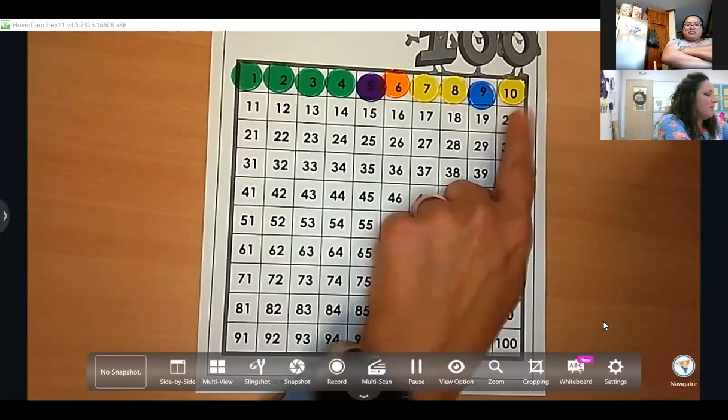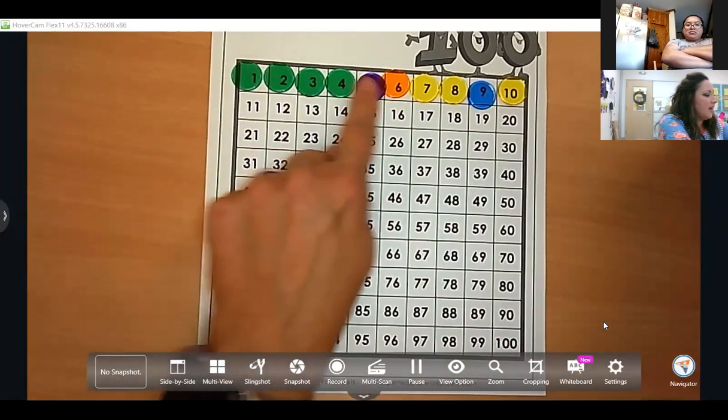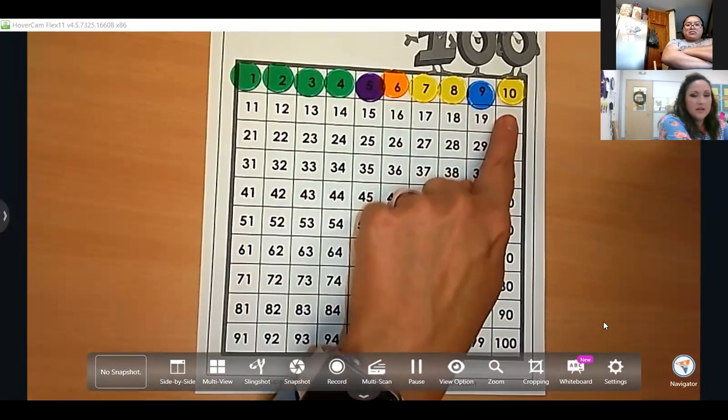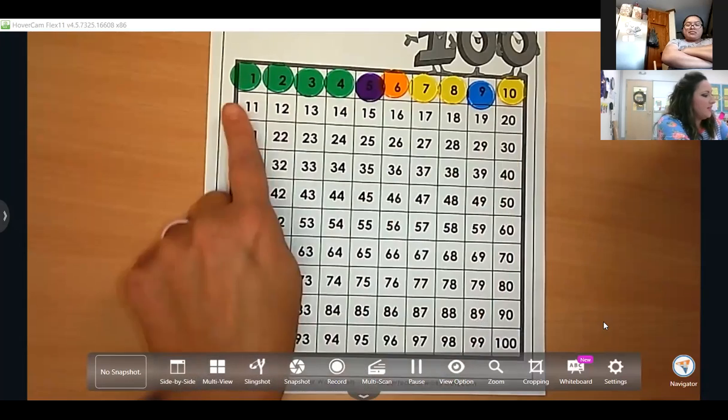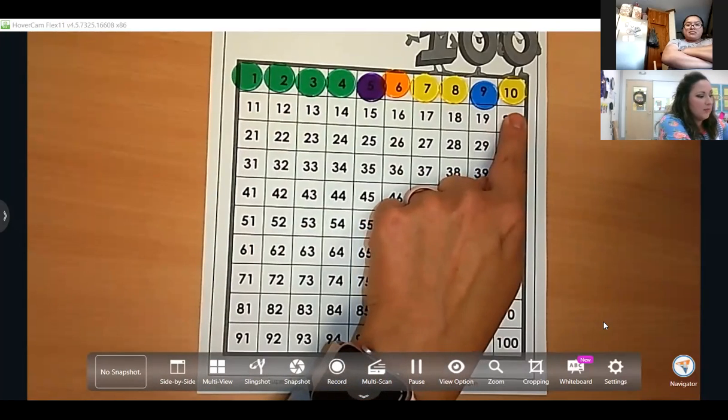So a way to do that is to have counters out, to have 10 counters out to represent each number, to show them that there are 10 counters, and that's why we say 10.